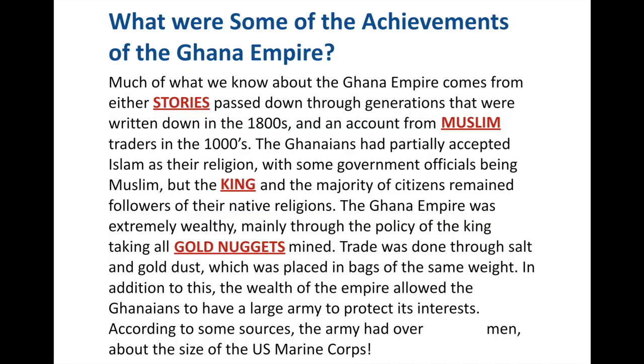Muslim accounts talk about the size of the army and the archers. It had a really large army which protected the trade routes because, after all, if you didn't have the money, you didn't have power. According to the Muslim sources, the army had over 200,000 men. To put this in perspective, in early 2017, the United States Marine Corps has about 180,000 men. So the United States has about 180 to 200,000 Marines. That was the size of the Ghanaian army. It's a massive army. You wouldn't want to mess with someone that size.